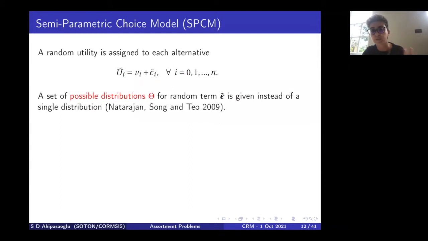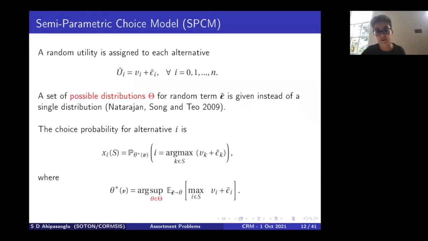So whenever you have some information related to the alternatives, then you can say that these error terms follow this information. I don't know the full picture of the distribution, but I would like to fit a choice model that fits this partial information. So that is what we are trying to do. Under this setup, we're going to define the choice probability for each alternative according to a maximal distribution. So it will be the probability of this alternative having the highest utility under distribution theta star, where theta star is the distribution that solves this maximization problem given underneath. So that's the best distribution. That's the distribution that maximizes the expected utility from the assortment that we are observing.